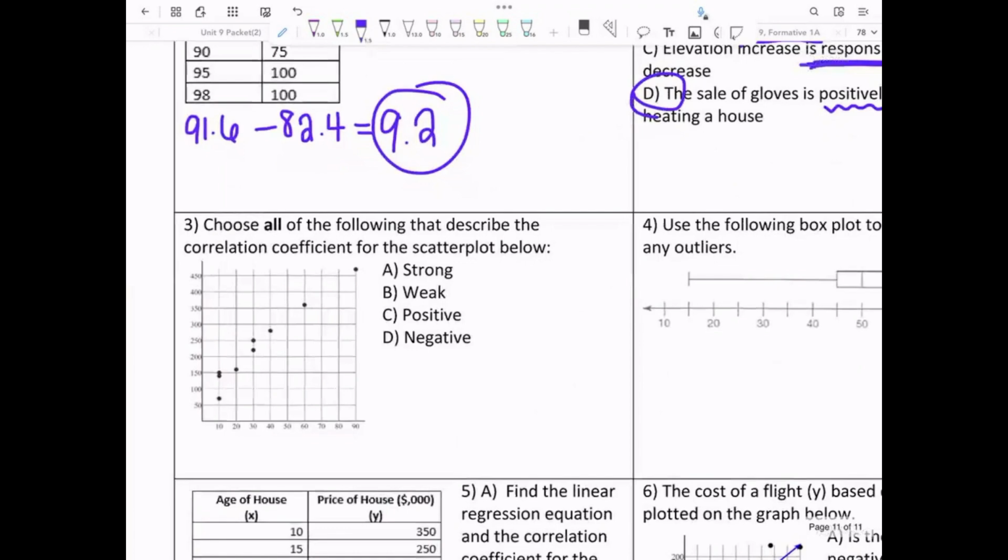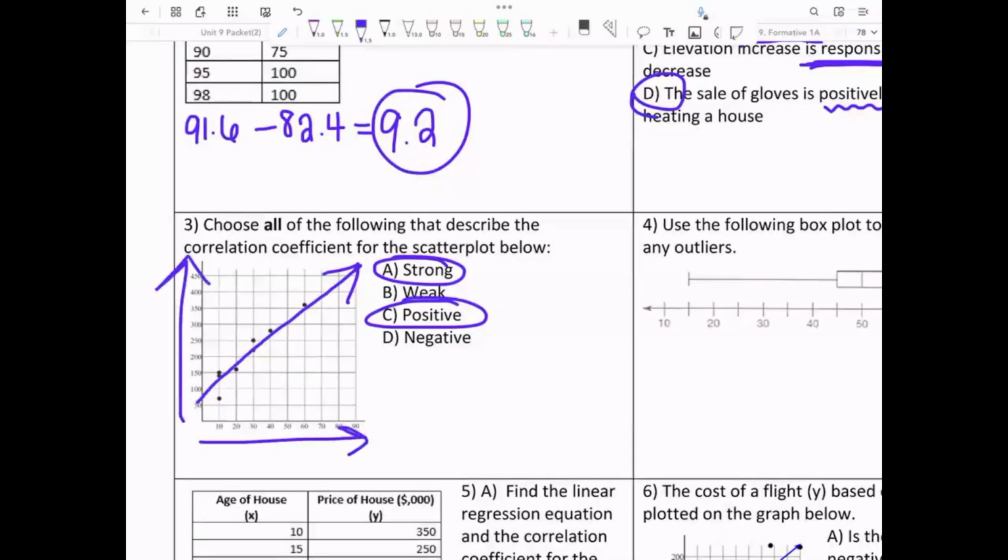Right, number 3, choose all of the following that describe the correlation coefficient for this scatter plot. So if we try to draw a line of best fit, all of these dots are very, very close to the line, which tells us it's going to be a strong correlation. And it is a positive slope. So this is a strong positive correlation. As one thing goes up, the other one also goes up.